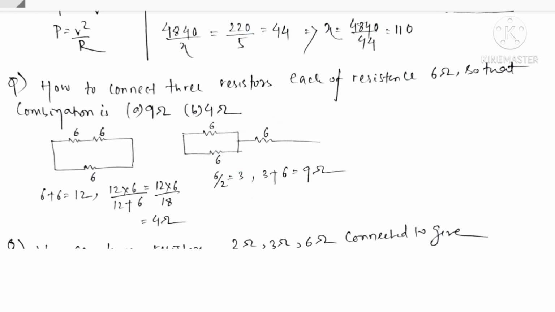Okay. Now second, for 4 ohm, two resistors 6 and 6 are connected in series. So equivalent 6 plus 6, 12. Now this 12 and this 6 are in parallel. So R1 R2 by R1 plus R2, that is 12 into 6 by 12 plus 6, and the answer is 4 ohm. Okay.